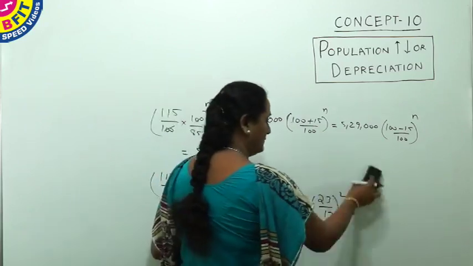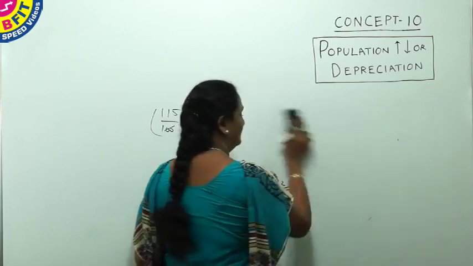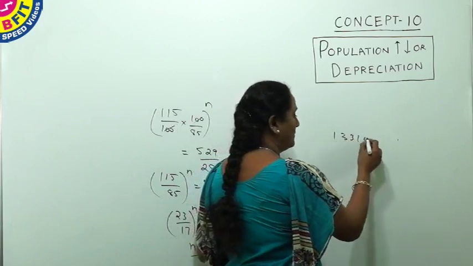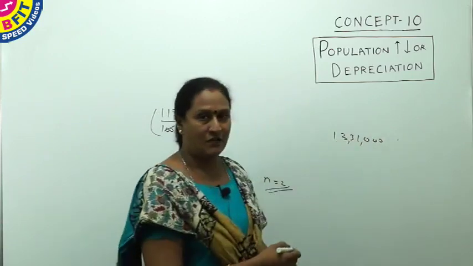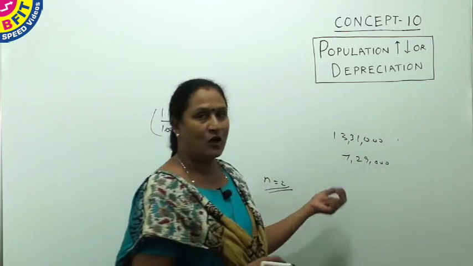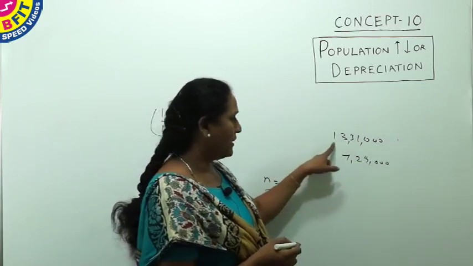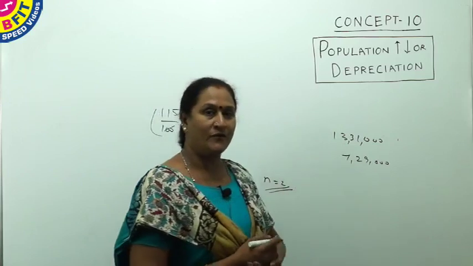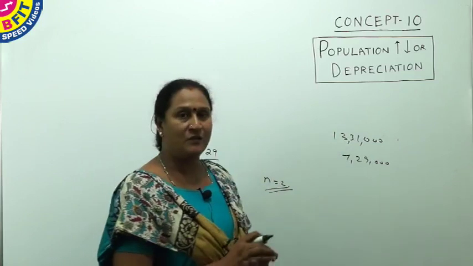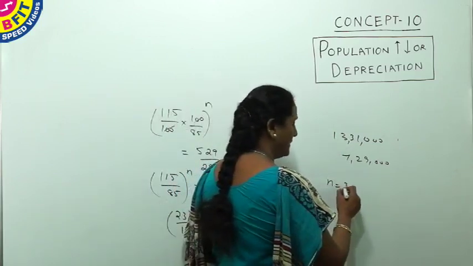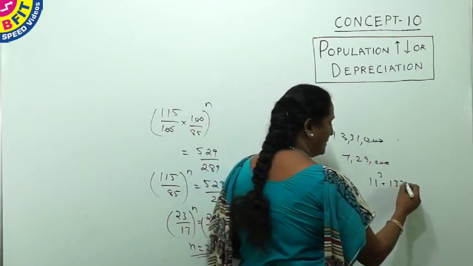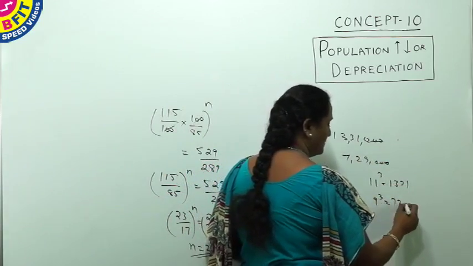Say, for example, another example. If the house value is 13 lakhs and 31,000 and the land value is 7 lakhs and 29,000, what will be the common power for both these values? It is the cube of 11 and the cube of 9. Seeing this value, we can decide the number of years. After how many years will both the values be the same? It will be 3 years, because 11 cube is 1331 and 9 cube is 729.